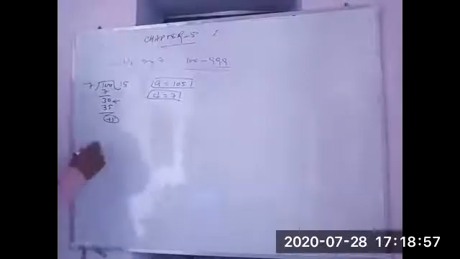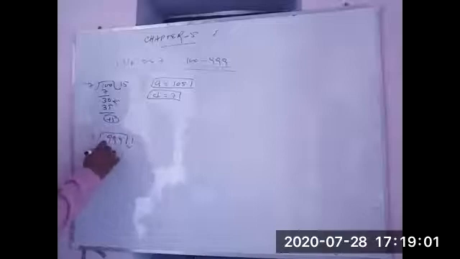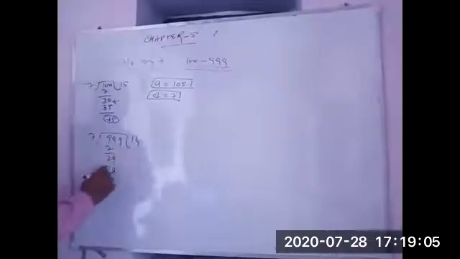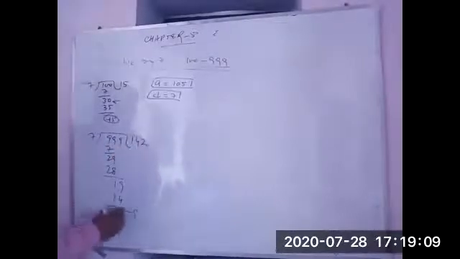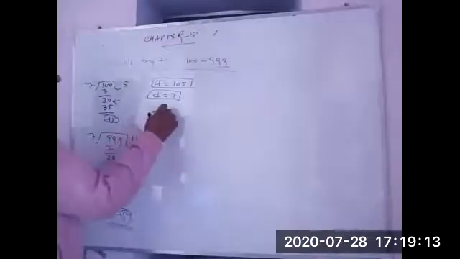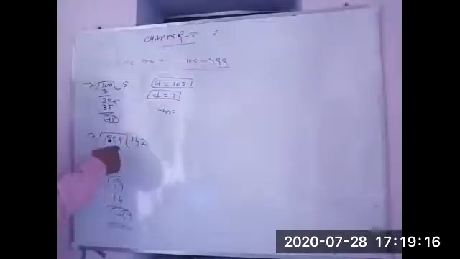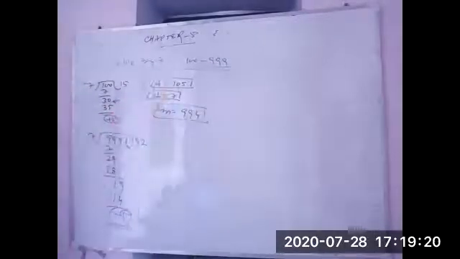Okay, so what will we do here? 999 divided by 7. 7 1 is 7, 2 9, 7 4 is 28, 1 9, 7 2 is 14. Now it will be minus 5. So what will be the nth term? It will be 999 minus 5, which is 994. So now we have A, D and AN.